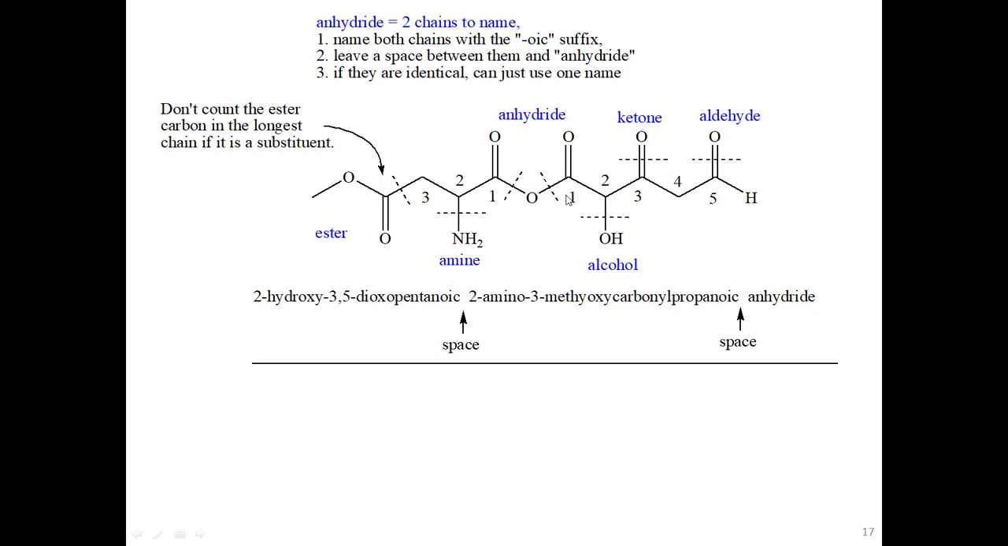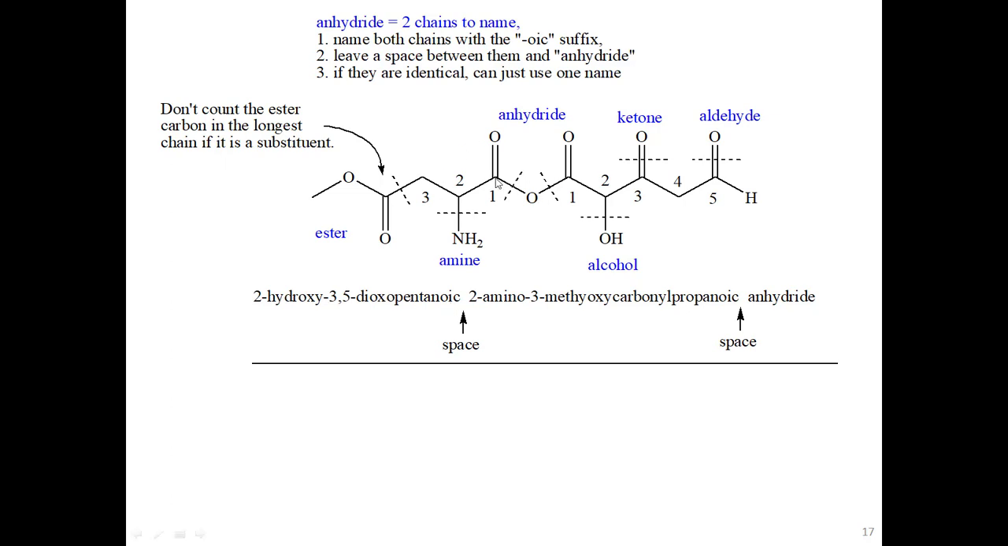Let's look at this side first. We have 2-hydroxy, we have a 3-oxo and a 5-oxo, so we lump those together since they have the same name, 3,5-dioxo. Since it's 5 carbons, we use pent. There's no double bond, so it's a pentan, and then the suffix is oic for acids and for anhydrides.